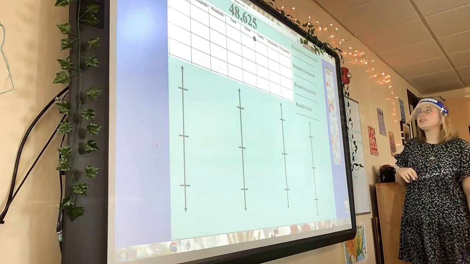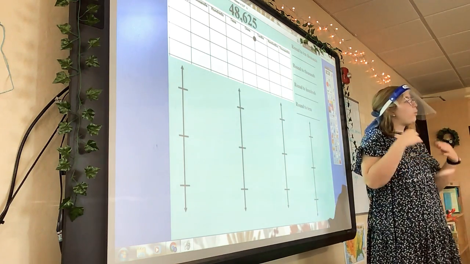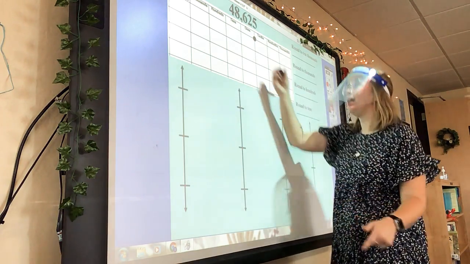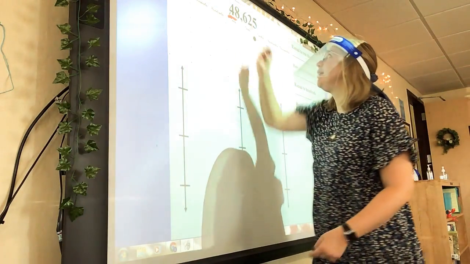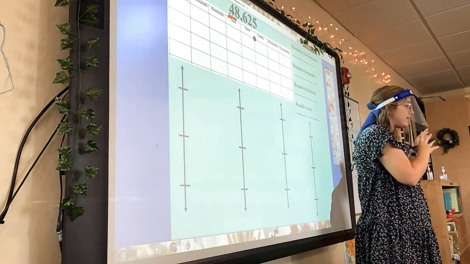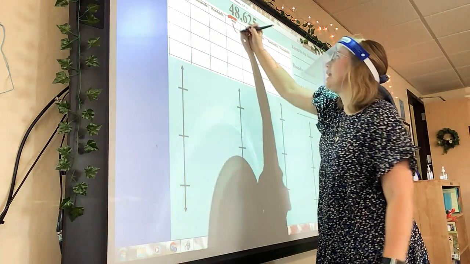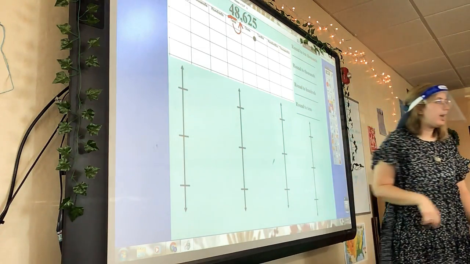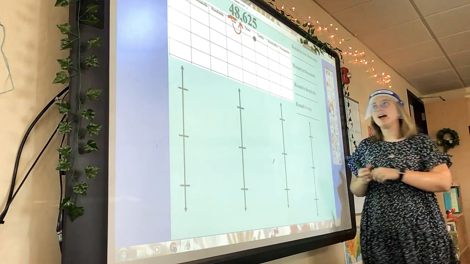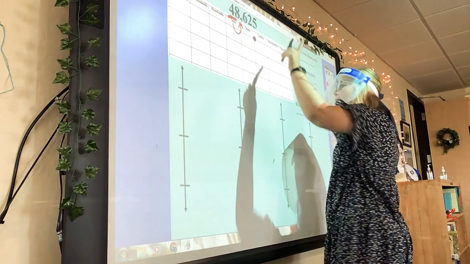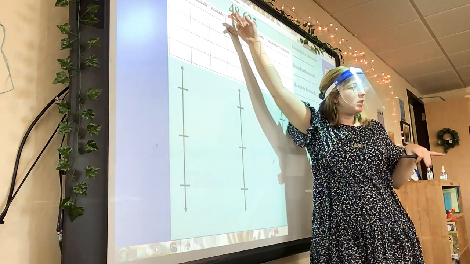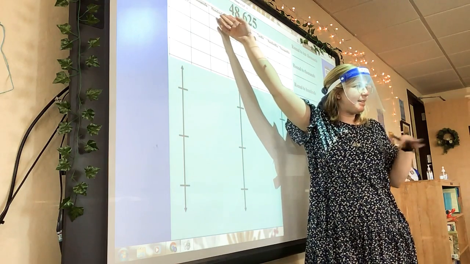48,625. If I was going to round to the nearest 10,000s, I need to find which digit is in the 10,000s place, okay? So I look at this and I know that 4 is in the 10,000s place, and I look to the digit to the right, and it's an 8. And remember, if it's 5 or above, it tells this number to go up. If it's 4 and below, it tells this number to stay the same. It doesn't go down to 3, but it stays the same, right?